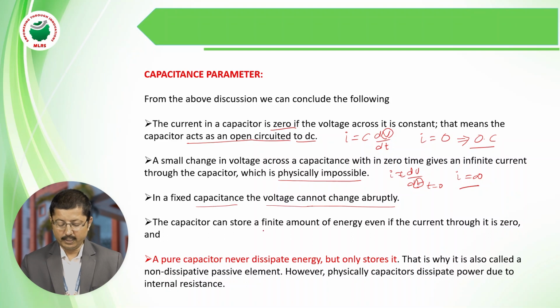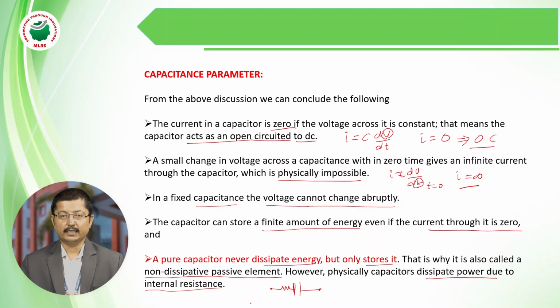The capacitor can store only a finite amount of energy even if the current flowing through it is 0. Therefore, the capacitor will never dissipate energy, it can only store energy. It cannot dissipate the energy. So this is also called a non-dissipative passive element. However, a physical capacitor will dissipate power due to its internal resistance, because a capacitor also has internal resistance.